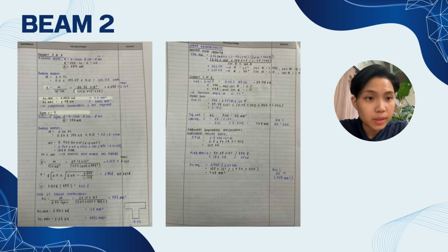Next, the beam is analyzed to determine the internal forces, particularly the bending moment and shear force. The bending moment depends on the span length and support condition of beam 2. For a simply supported beam, the maximum bending moment typically occurs at midspan, while the maximum shear force occurs across the supports. These values are calculated using standard structural formulas.